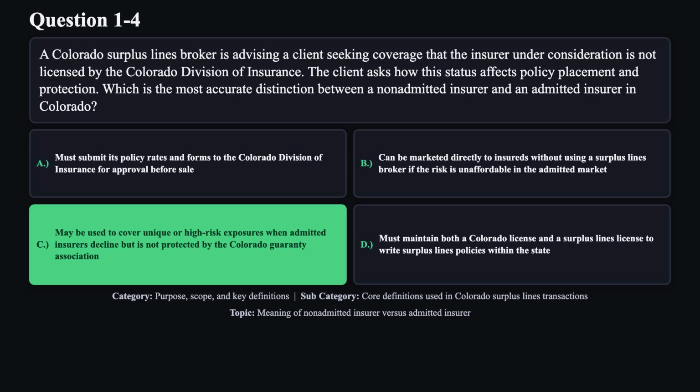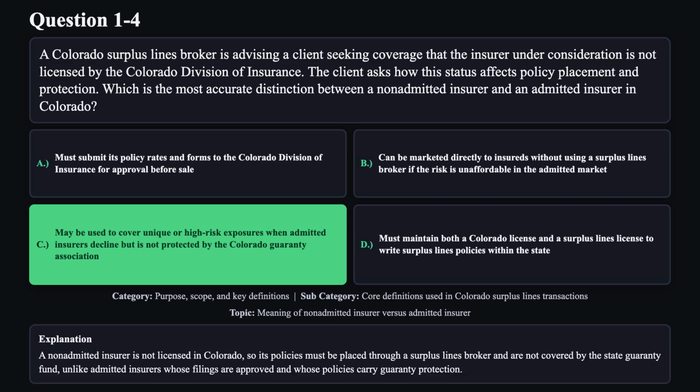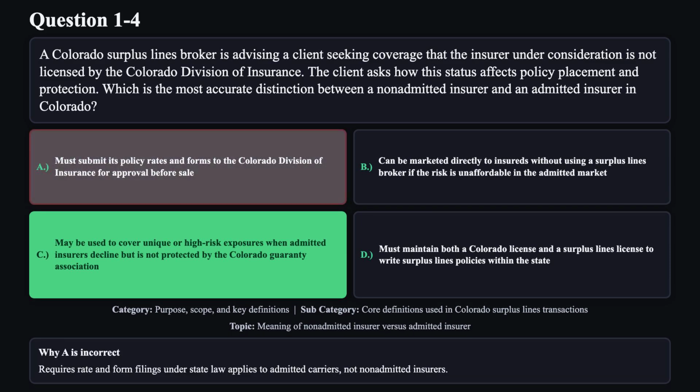The correct answer is C. A non-admitted insurer is not licensed in Colorado, so its policies must be placed through a surplus lines broker and are not covered by the state guarantee fund, unlike admitted insurers whose filings are approved and whose policies carry guarantee protection. Reason A is not correct.